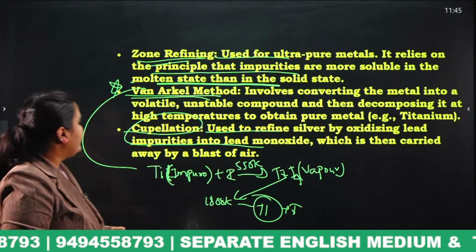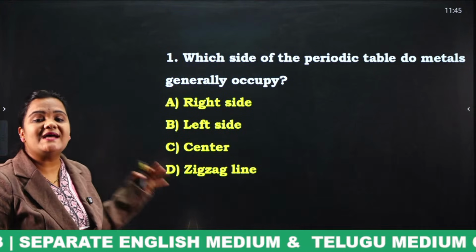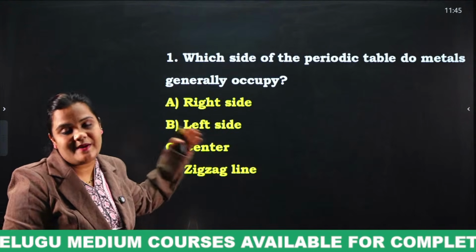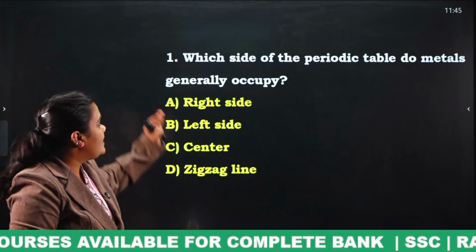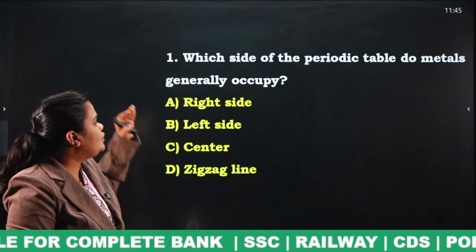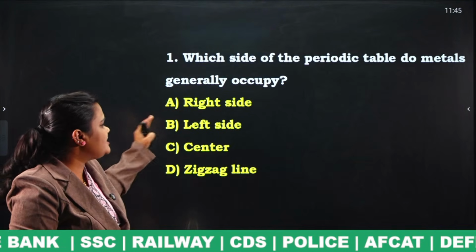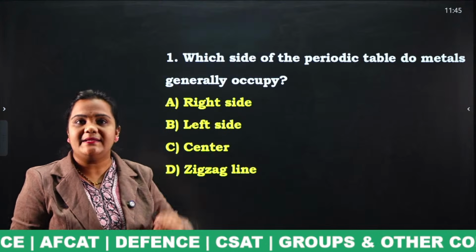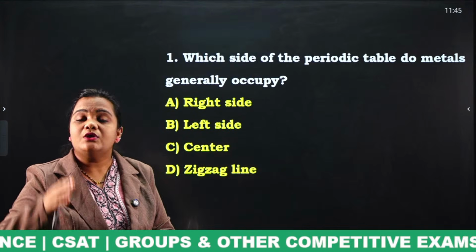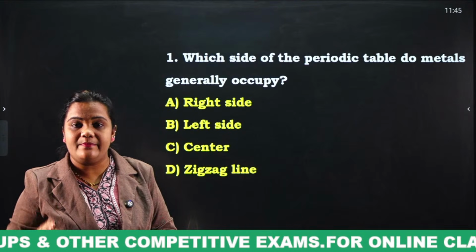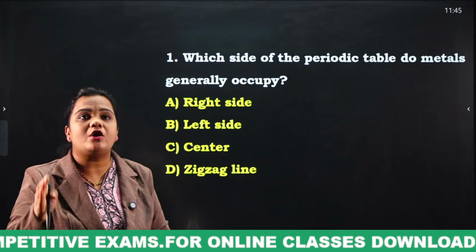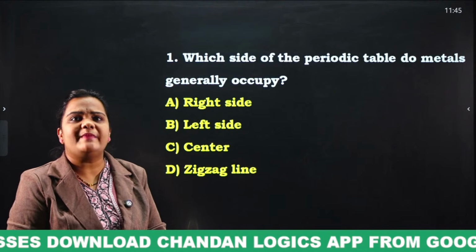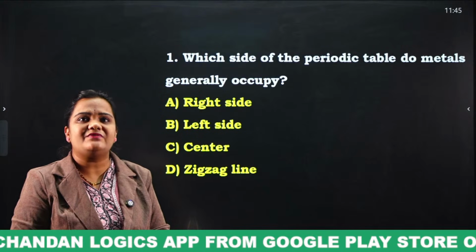Okay. Next, questions. These are the important methods, students. I think everybody is confused, but I will explain, so don't get confused. Which side of the periodic table do metals generally occupy? Right side, left side, center, zigzag line. Tell me, students, I have told you already in the beginning of the session. On which side of the periodic table will metals be located? Each and every student, mention your answers in the comment section. What is the answer for this question?